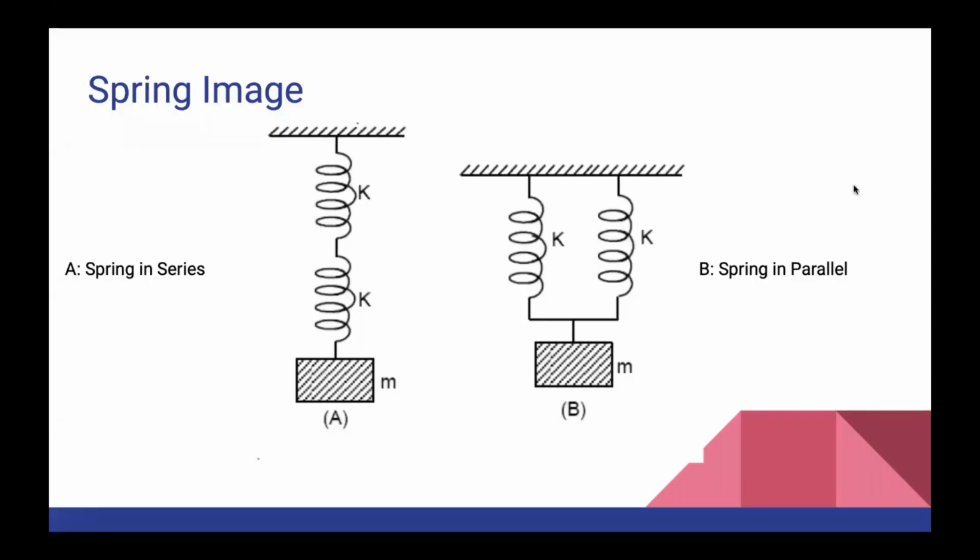Here we show images of springs in series and springs in parallel. In series, the springs are connected by one end, and then in parallel, they are both connected equally to the IOLab and with the hand.